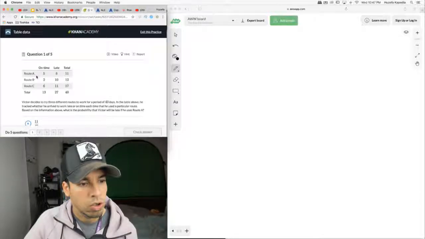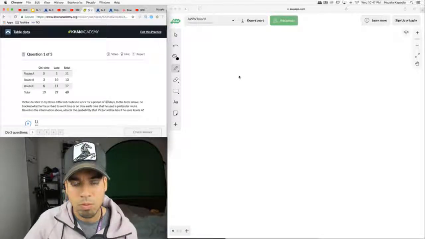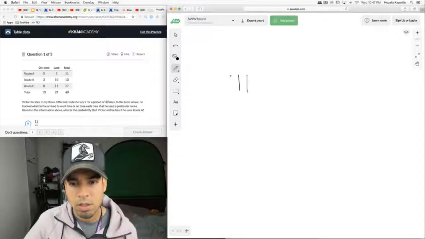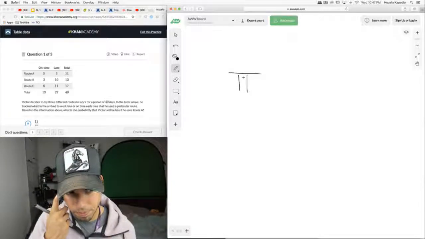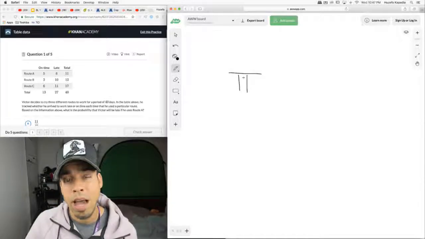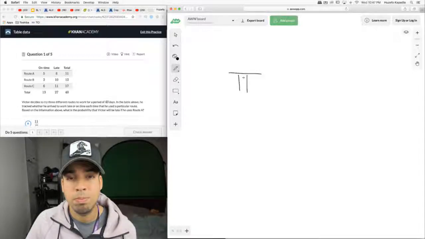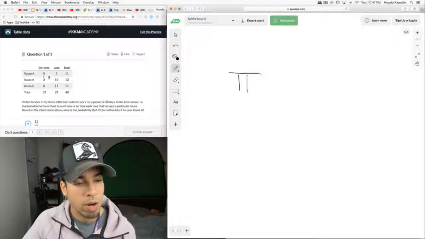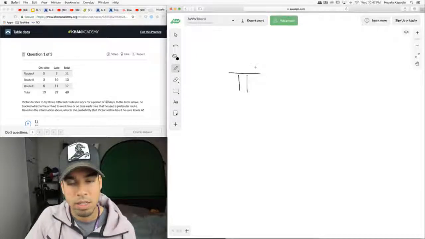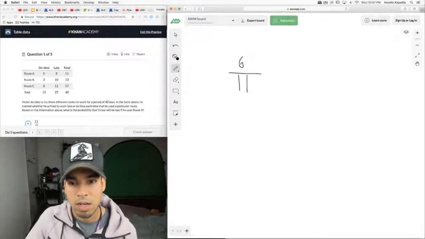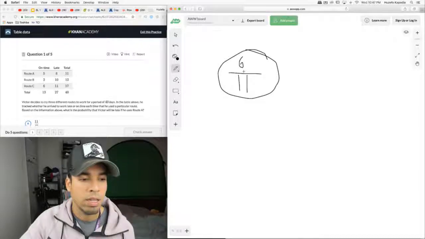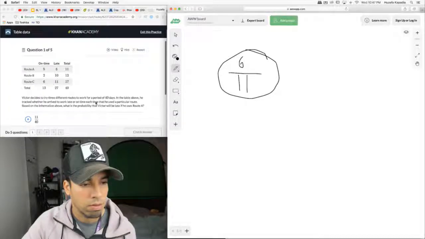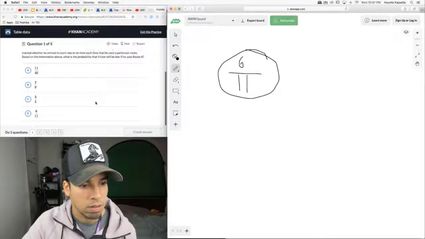So if he uses route A, probability is always the number of times something happens out of the total number of possibilities, total number of outcomes. So we have for route A a total of 11 times used. And then what's the probability that he will be late? Well, he was late 6 times out of that 11. So the probability that he will be late is 6 out of 11.